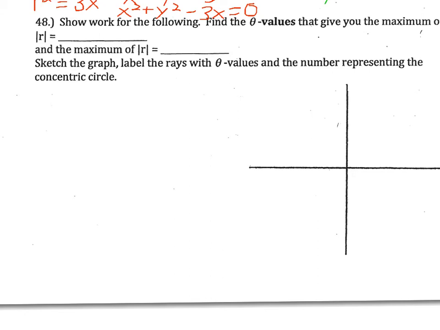For problem 48, we're going to use the equation r equals 4 sine 3 theta and graph that. I forgot to give you an equation in the original problem. So the first thing we want to do is find the theta values that give us the maximum of r. And the maximum of r is going to be 4, since it is on the outside. To find the theta values that give us the maximum, we need to take sine 3 theta and set it equal to 1 and to negative 1.